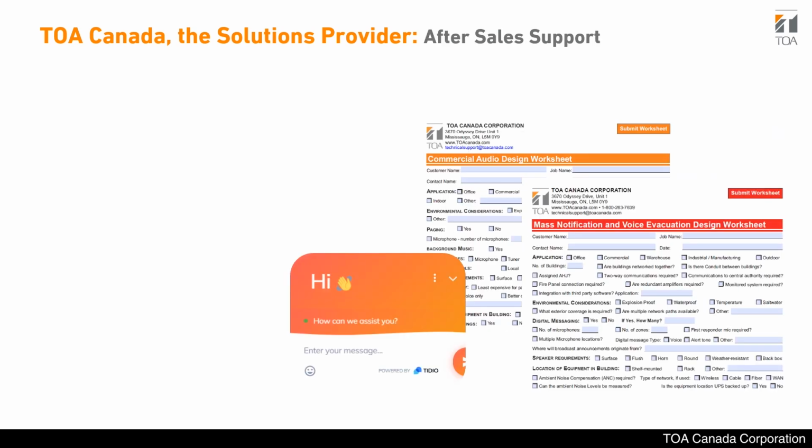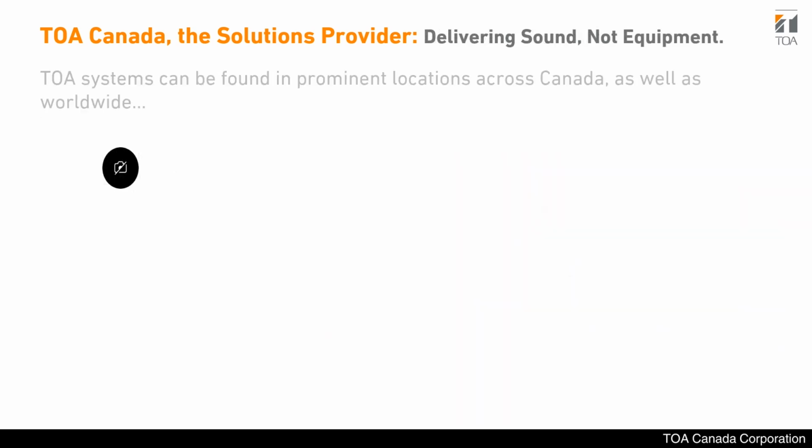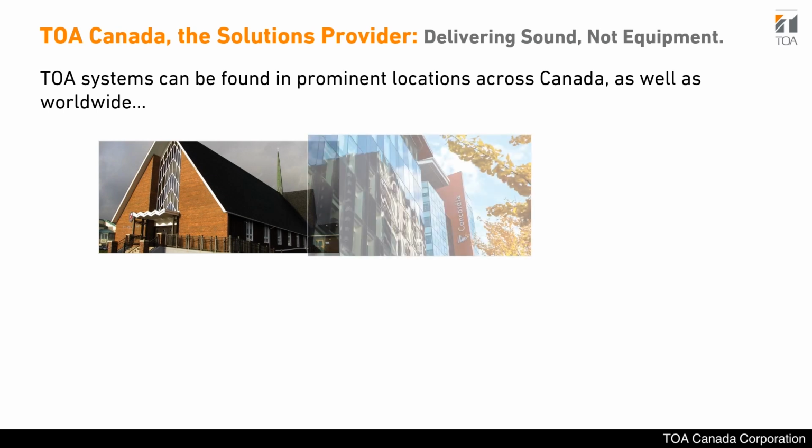After-sales support services. We aim to support our clients long after each sale, whether it's through our web-based support, via email or online chat, fillable forms for designs and repairs, or by contacting our Canadian support team directly via phone. TOA systems can be found in prominent locations across Canada as well as worldwide.